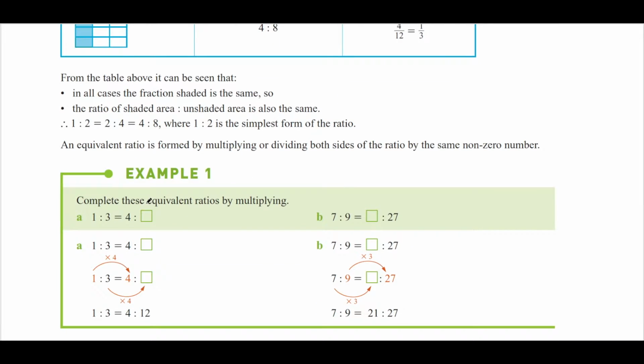Alright, complete these equivalent ratios by multiplying. So 1 to 3 is equal to 4 to what? So how do you do it? Well, to get from 1 to 4, you times it by 4, right? So then you have to times the 3 by the 4 to get this number here, which is 12.